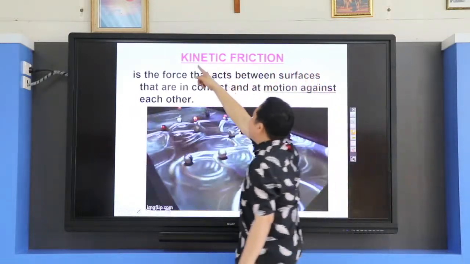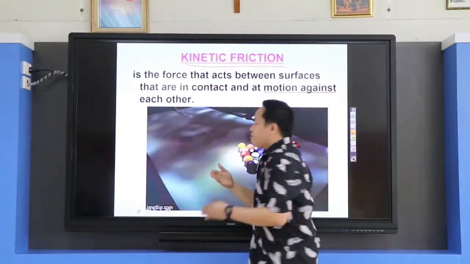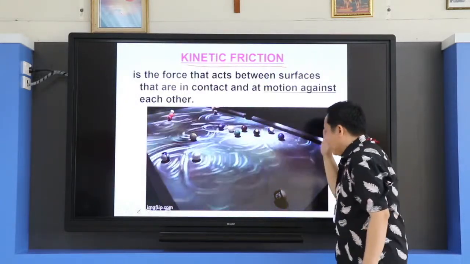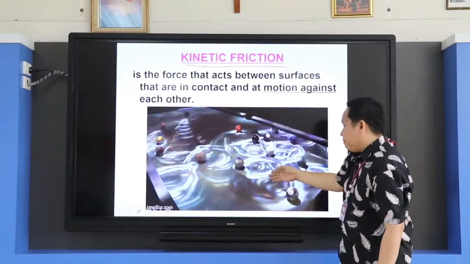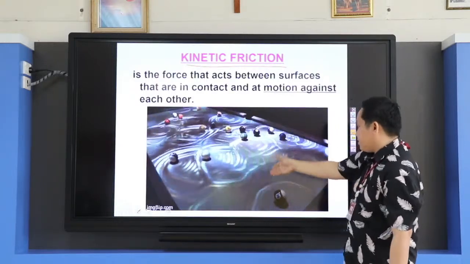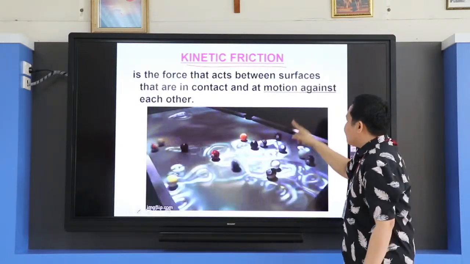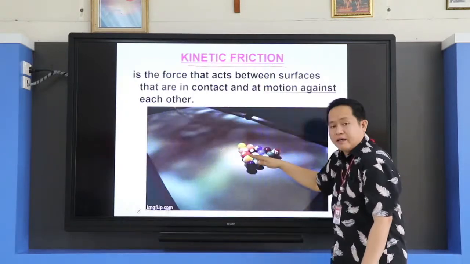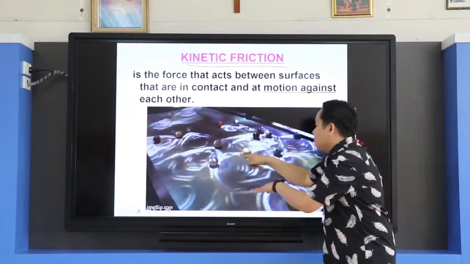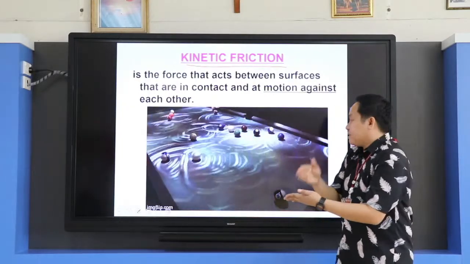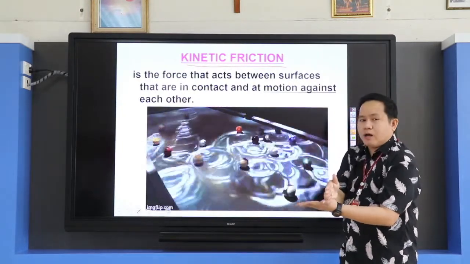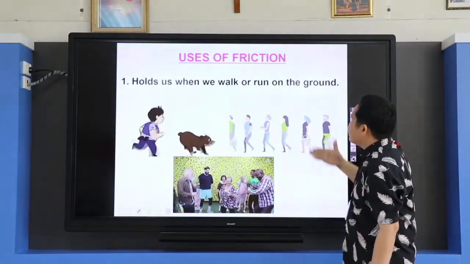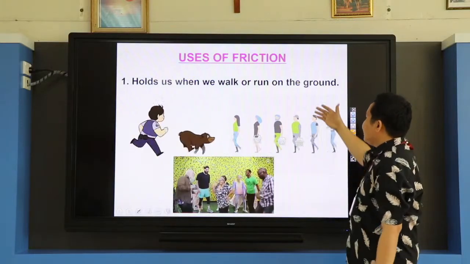Next is kinetic friction. This friction is between objects that are moving. Again, this is not water. This is a billiard or snooker table. So there is a friction between the balls and the table because they are moving. And this friction makes the ball stop at a certain time, 3, 2, 1 seconds or 50 milliseconds. We'll learn about this. And friction is important in our everyday life.